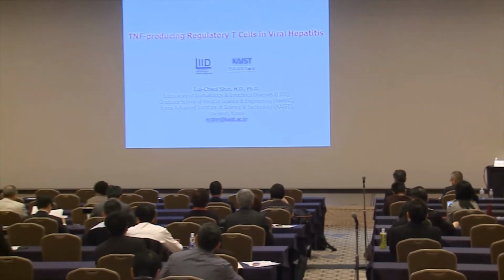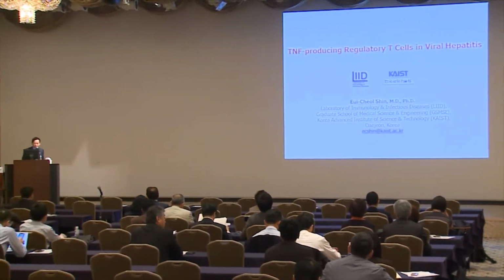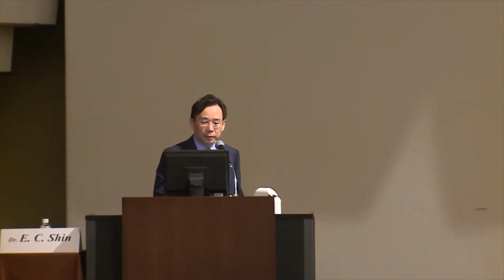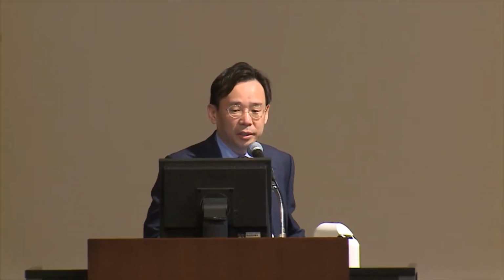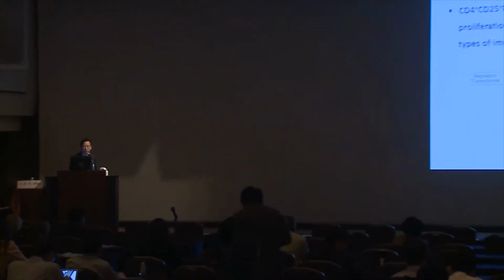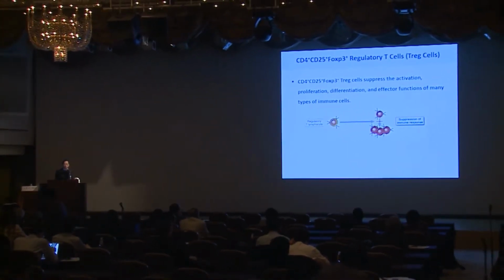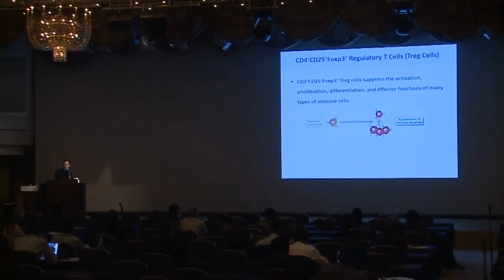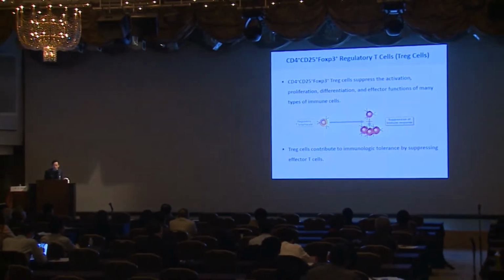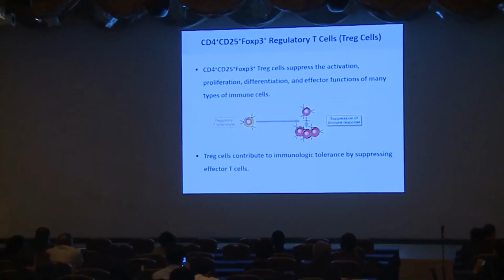Thank you for giving me this opportunity to present our recent work in this meeting. Today, I'm going to talk about the regulatory T cell, Treg cell, in viral hepatitis, but particularly not the conventional Treg cell, but the TNF-alpha producing Treg cell. As you know very well, CD4 positive, CD25 positive, FOXP3 positive regulatory T cells, so-called Treg cells, suppress the activation, proliferation and effector function of many types of immune cells, particularly T cells. So they contribute to immunological tolerance in many situations.